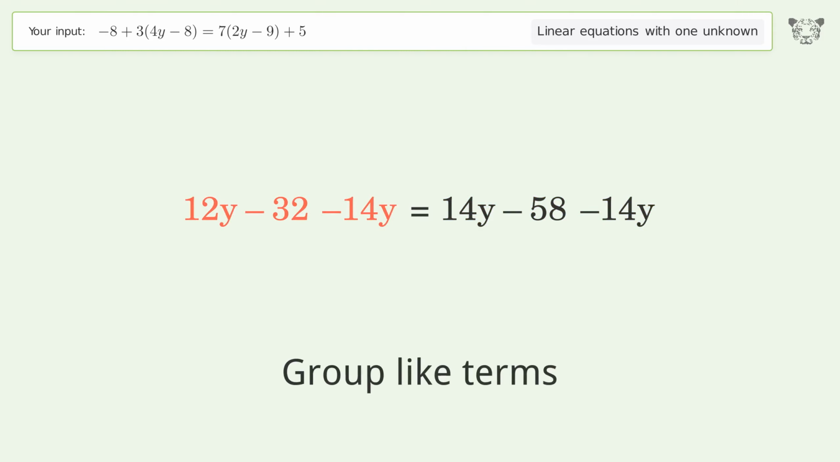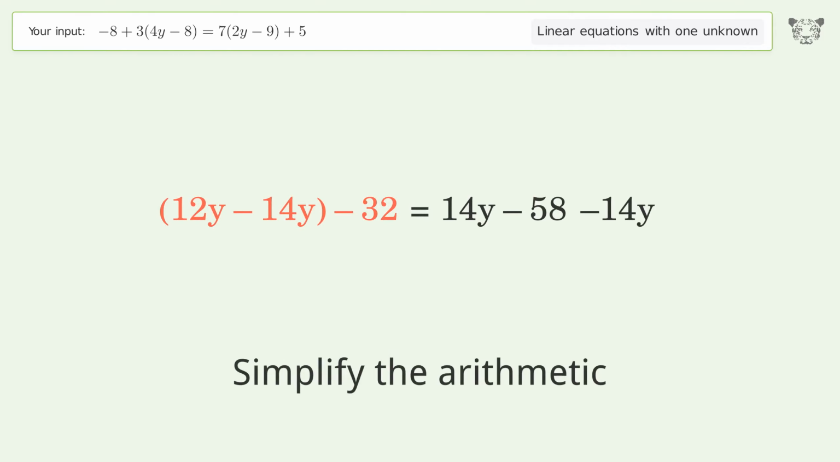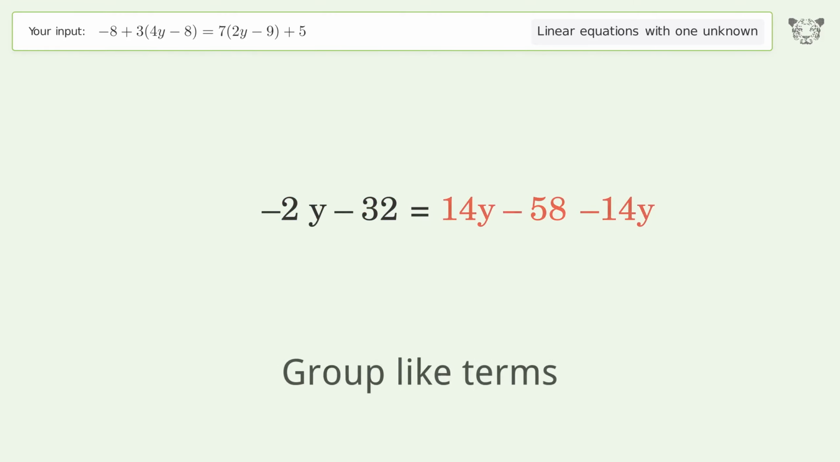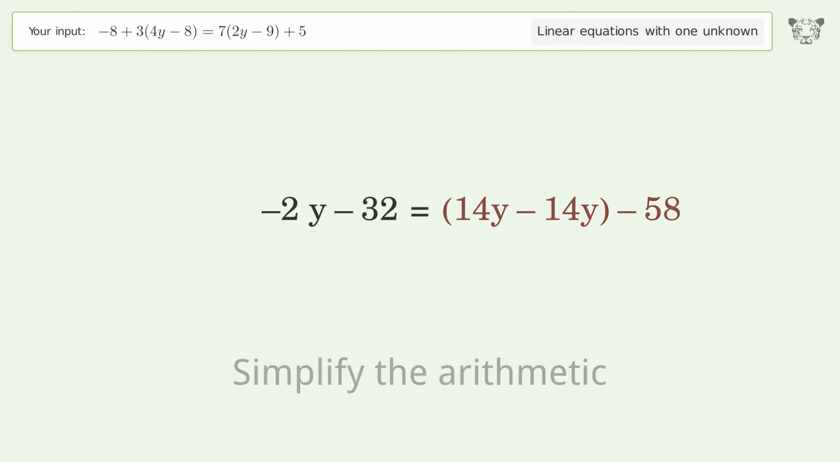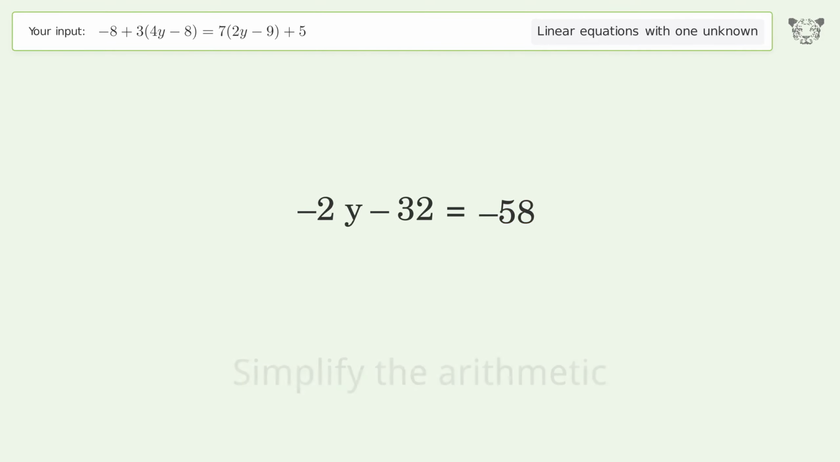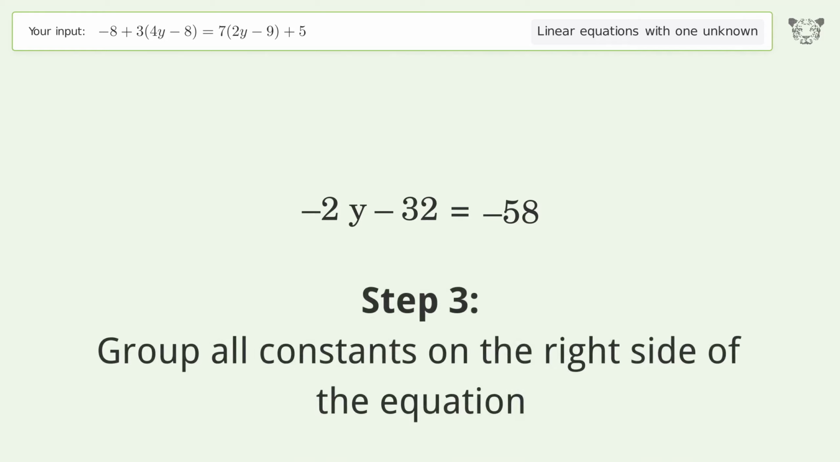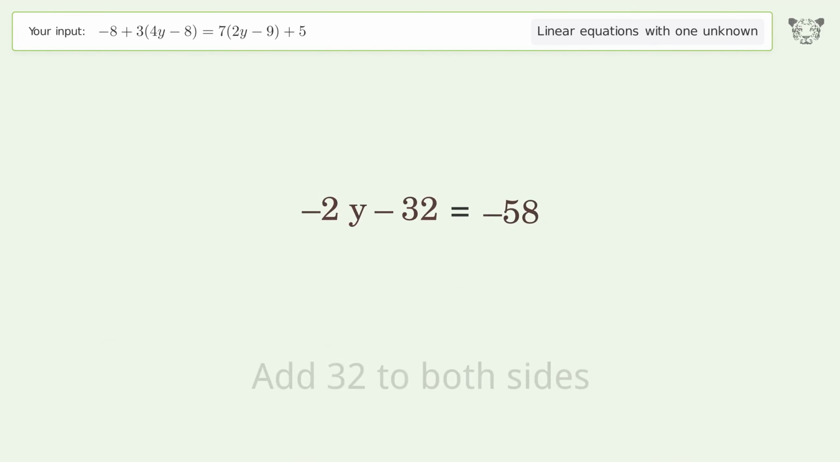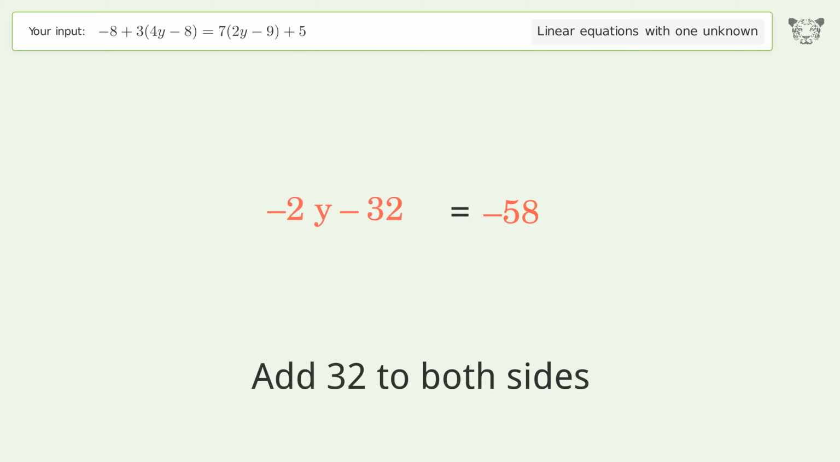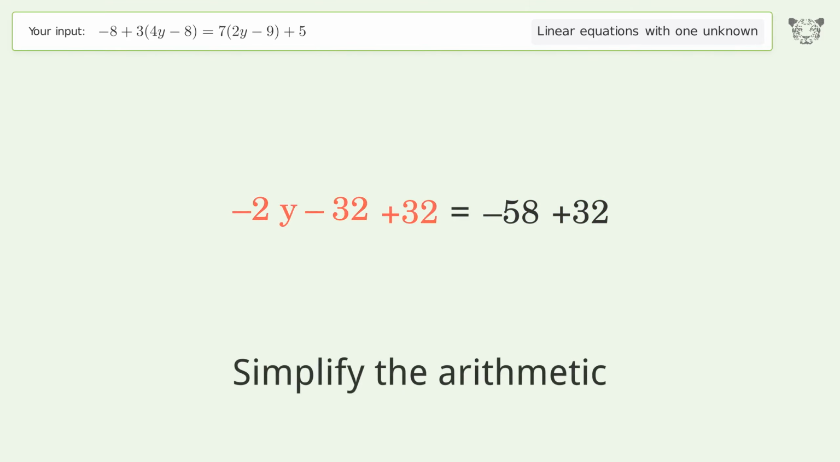Group like terms. Simplify the arithmetic. Group like terms. Simplify the arithmetic. Group all constants on the right side of the equation. Add 32 to both sides. Simplify the arithmetic.